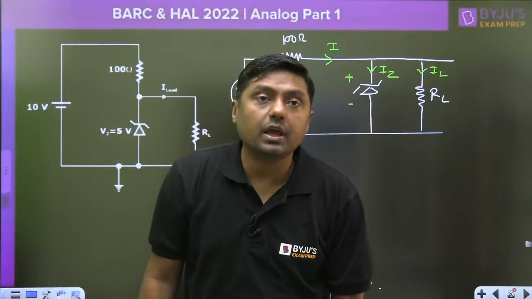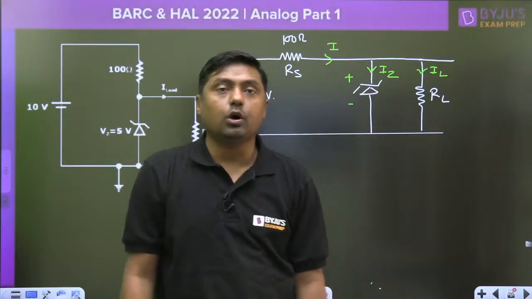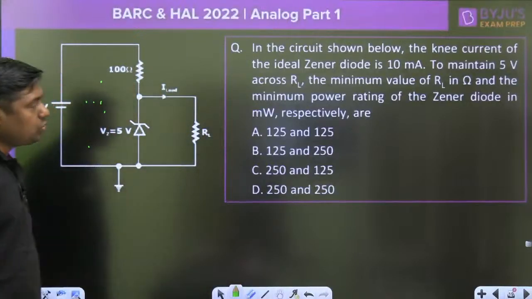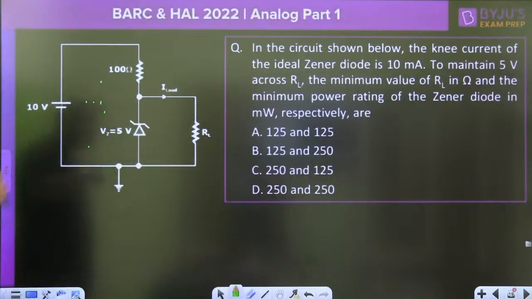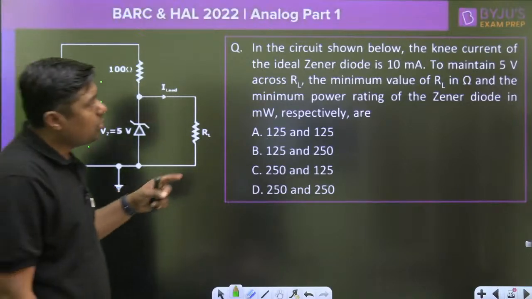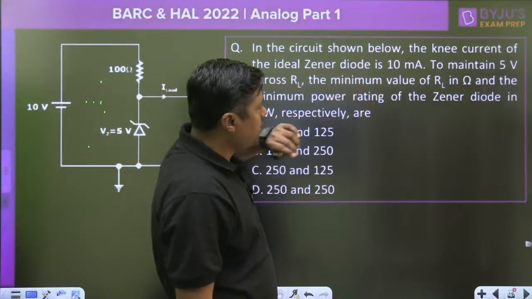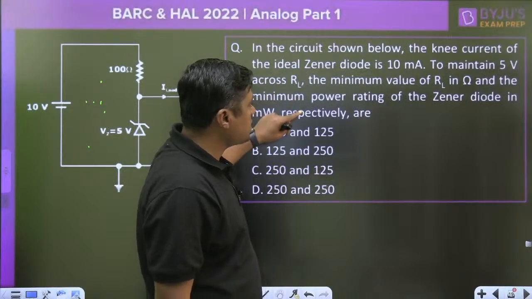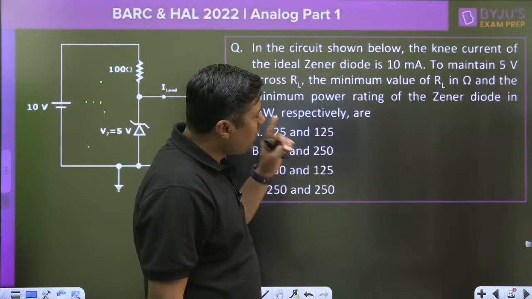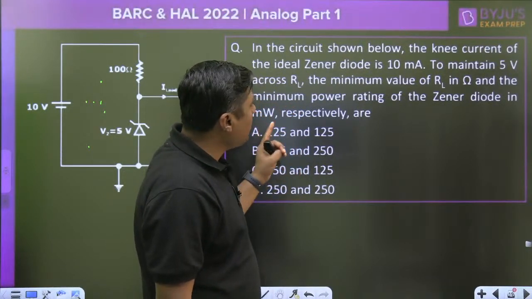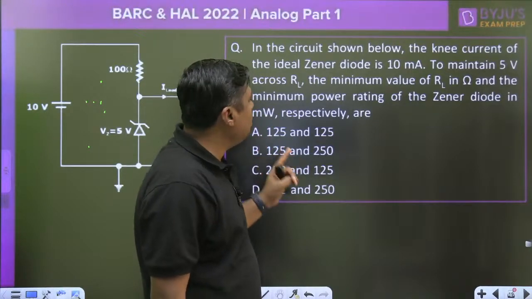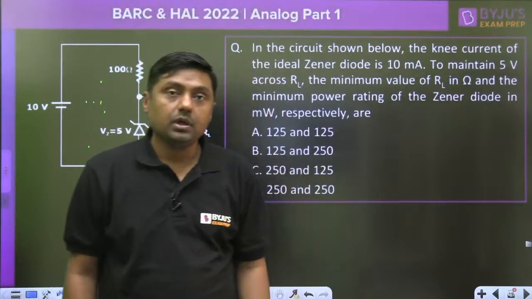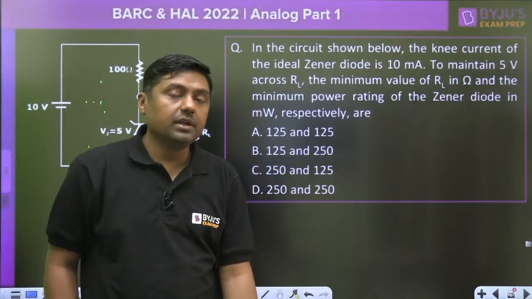So what is the answer given? 125 and 250 milliwatt. Look at what is given in the circuit. In the circuit shown below, the knee current is given as 10 milliampere. To maintain the 5 volt across RL, the minimum value of RL in ohm and the minimum power rating of the Zener diode in milliwatt respectively are. Right? Minimum power rating. Let's see how to find it.